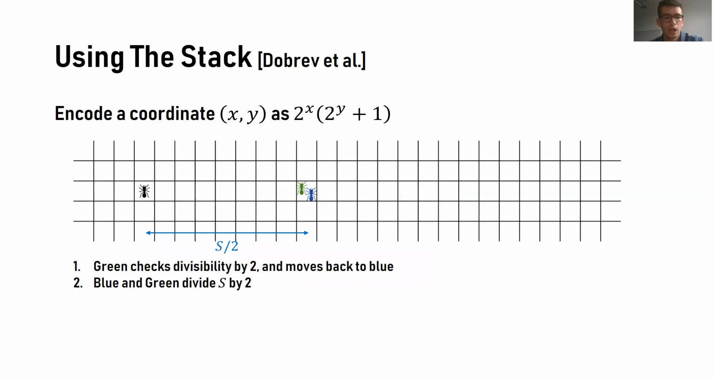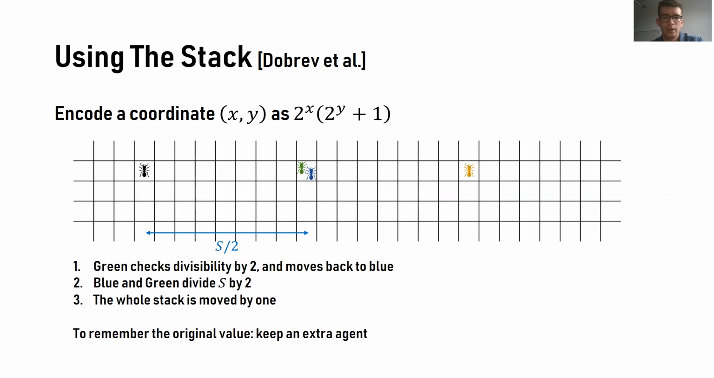And now they actually perform this division, so green walks with speed 1, blue walks with speed 1 over 3, and they meet again at distance s over 2. And now they move the whole stack, in this case in the y dimension, by 1, meaning all agents move. Now, the challenge that we aim to address is that we need to remember this original value. Once we've wandered off in this y direction, we do not know how many steps we need to take until we get back to the original starting point.